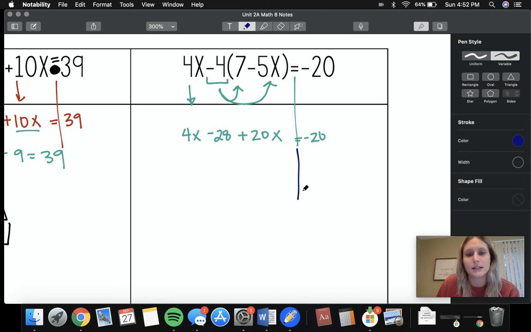All right, then I ask myself, okay, look, I've got x's. I can put them together. 20x and 4x would make 24x minus 28. And that equals negative 20.